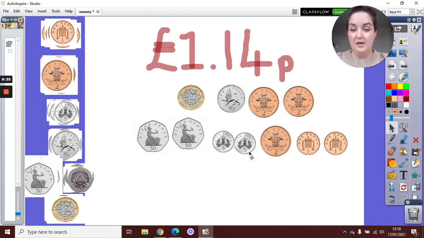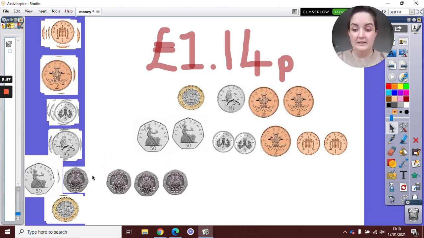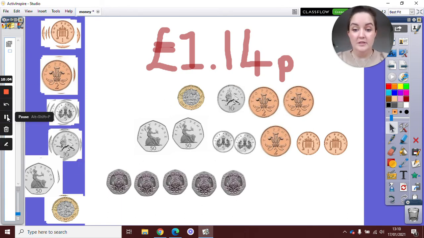Right, our third attempt. £1, I've used 50p's. What could I use instead? How about 20p's? How many 20p's do you need to make £1? Do any of you know? Let's count. 20. Add another 20 is 40. Add another one is 60. 80. And 100. Now remember, 100 pennies is the same as a £1 coin.